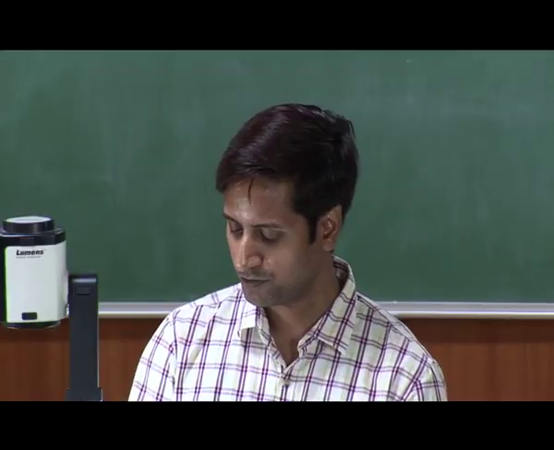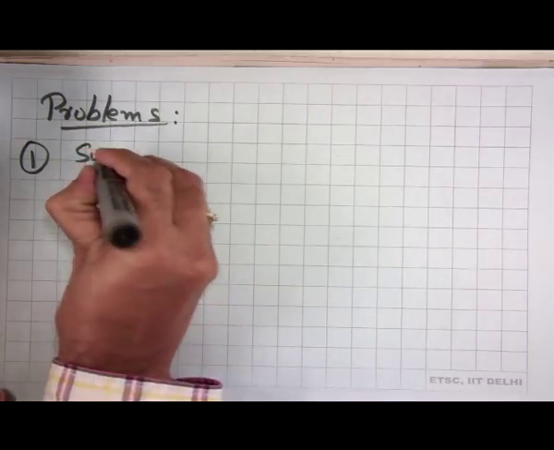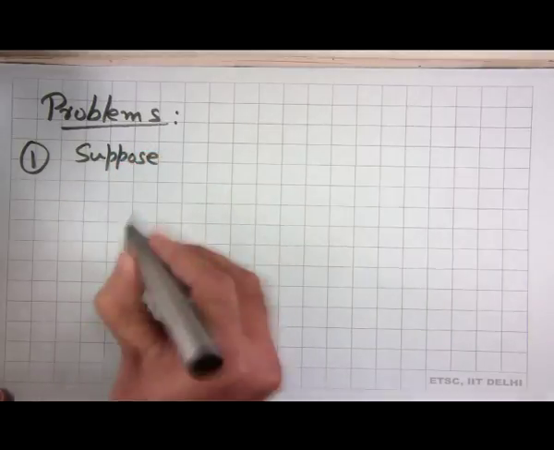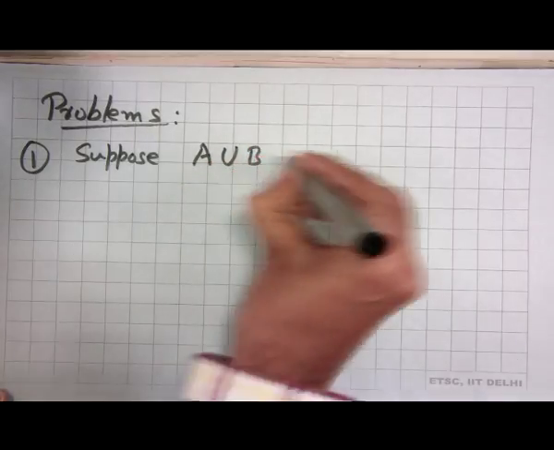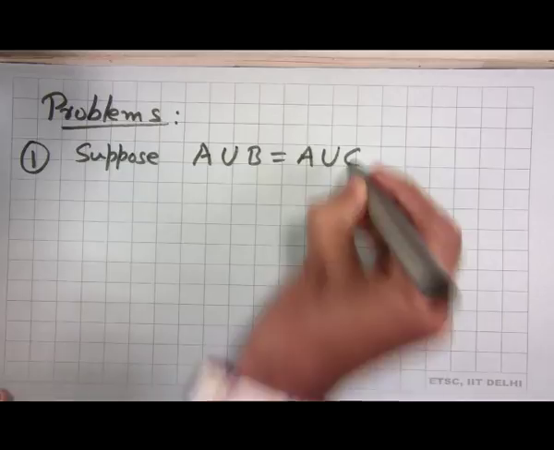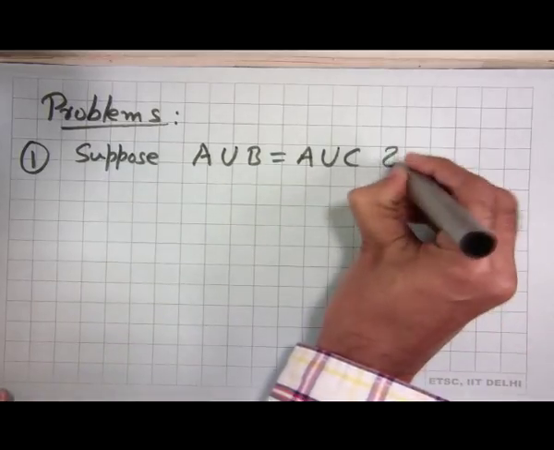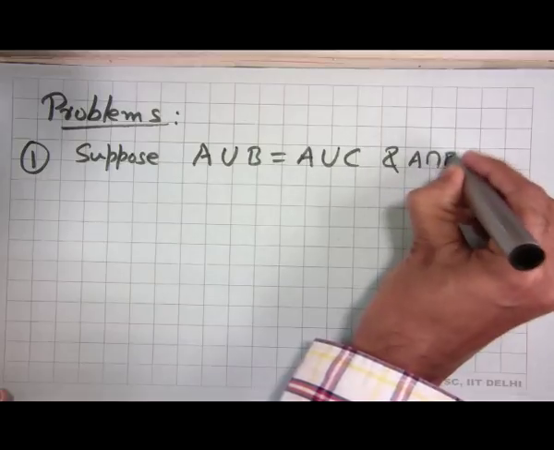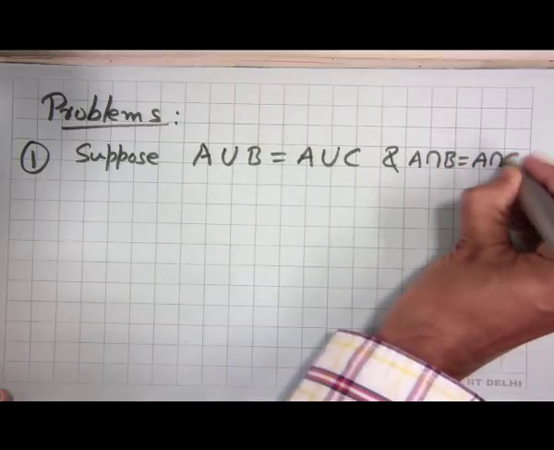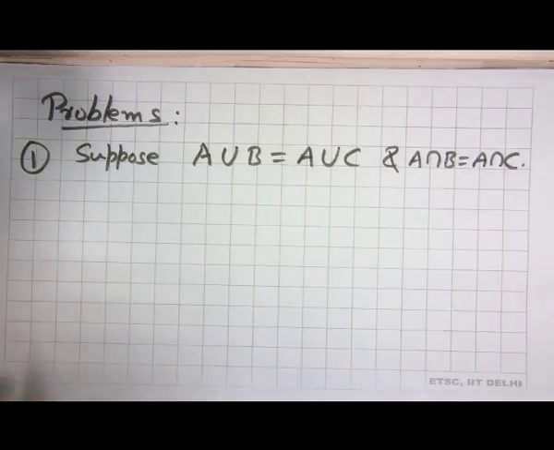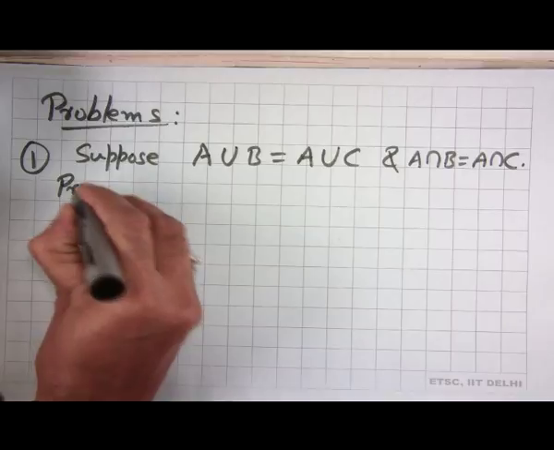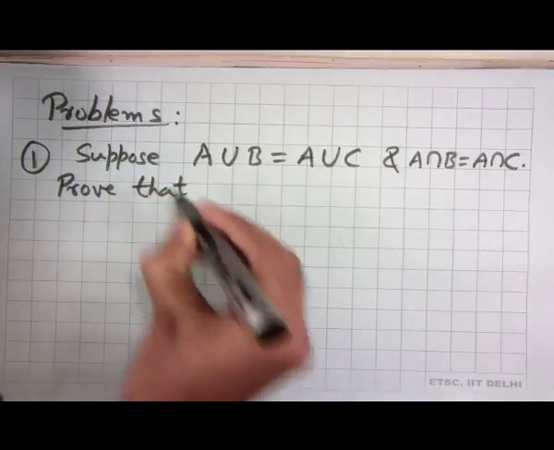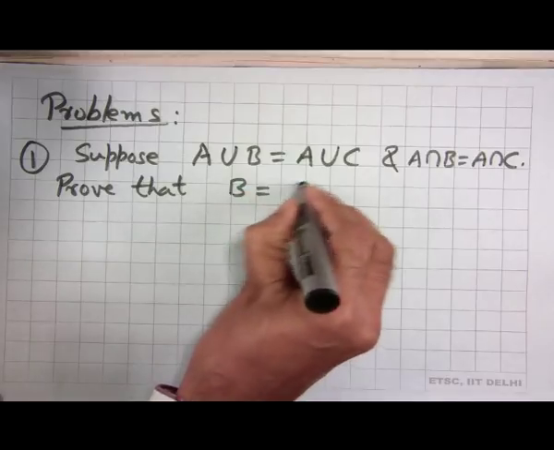let me do some problems. Suppose we have sets A, B and C such that A union B is equal to A union C and A intersected with B is equal to A intersected with C. You are given that A union B is equal to A union C and A intersected with B is A intersected with C. Prove that B is equal to C.